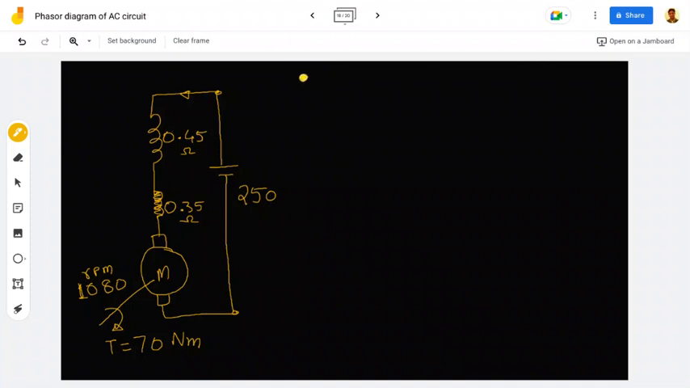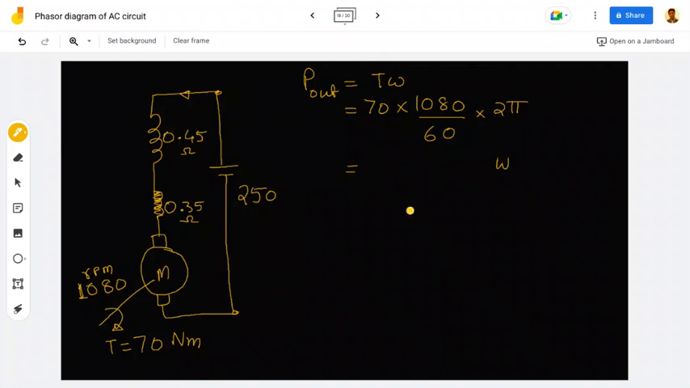So right away I can say the output power is torque into omega. So torque is 70 Newton meters multiplied by 1080 revolutions per minute, RPM. So divide by 60, so you get revolutions per second. And in one revolution there are 2 pi radians, so multiply by 2 pi radians, so you will get the output power. Okay, so this will be in watts.